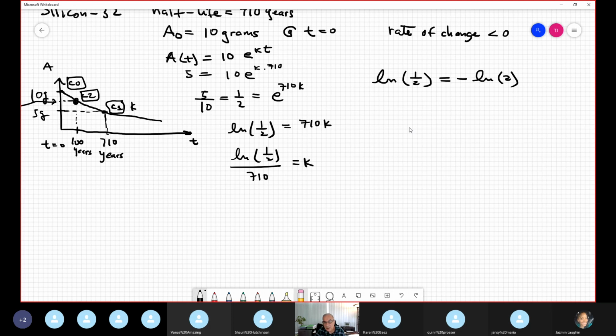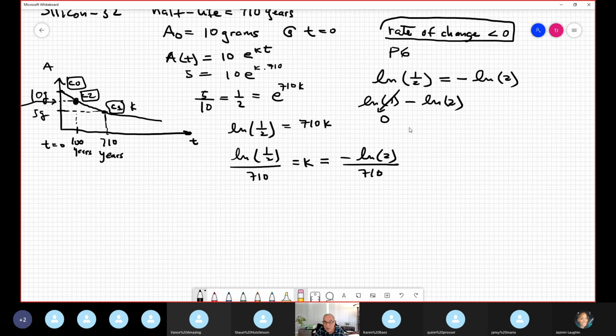Well, I take advantage of property number 6. When you have a division, it's logarithm of 1 minus logarithm of 2, no? But logarithm of 1 is 0. So negative logarithm of 2 is the answer. This is not necessary, but I like this way: k equals negative logarithm of 2 divided by 17. Logarithm of 2 is positive, but k is negative now. The answer is exactly what we expect because we are working in an exponential decay problem and the rate of change is negative.